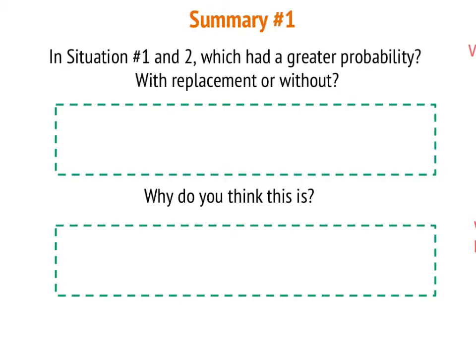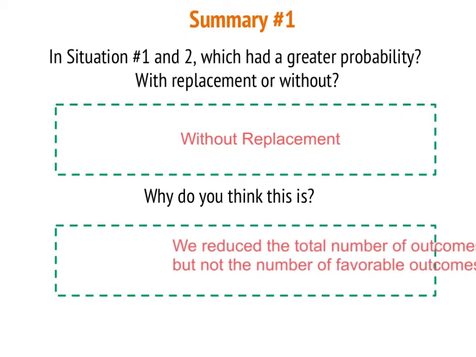So taking a look at summary number 1, it says in situation number 1 and 2, which had the greater probability, with replacement or without? And as we know, both times we got without replacement. So the question is, why do you think this is? And the real reason is because we ended up reducing the total number of outcomes in the second scenario. So when we removed something, it was a lot easier to get the things that we wanted because we left all of the favorable outcomes in and we took out a larger outcome that is not one that we would want. So when we do that, that increases our probability.